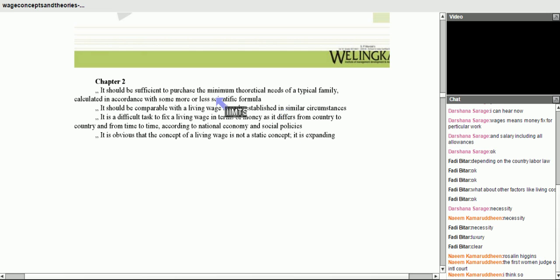Theoretically, how much money do we need to support a family? That is going to form the minimum wage. And it is not a hypothetical calculation. The calculation is done on the basis of some scientific formulas. And it should be realistic.